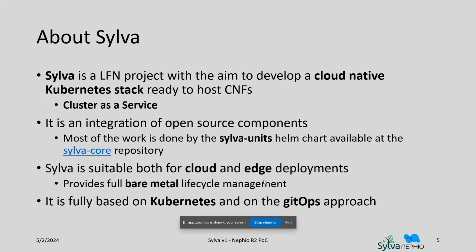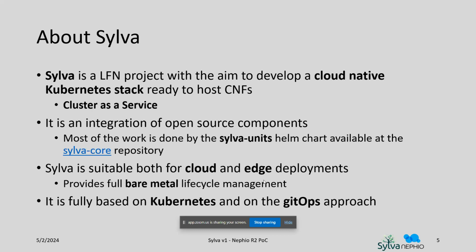So what is Sylva? Sylva is a Linux Foundation Networking project that has the goal of developing a cloud-native Kubernetes stack ready to host CNFs. So Sylva, in one sentence, is cluster as a service. Sylva is made by integrating many open source components, and most of the work is done by a Helm chart called Sylva units. That's open source as well, and it's available at the Sylva-core Git repository.